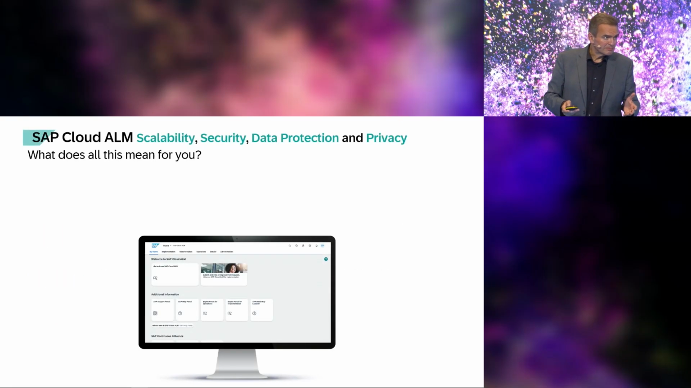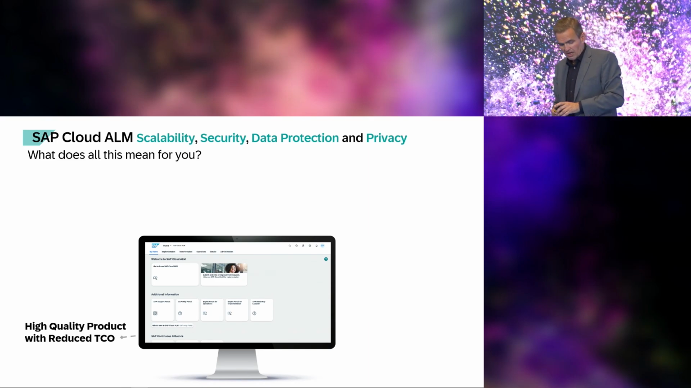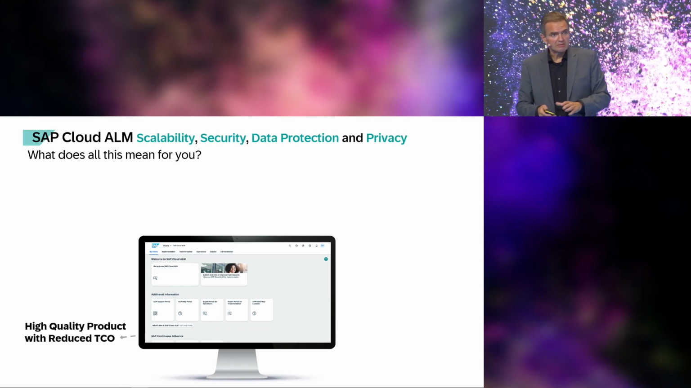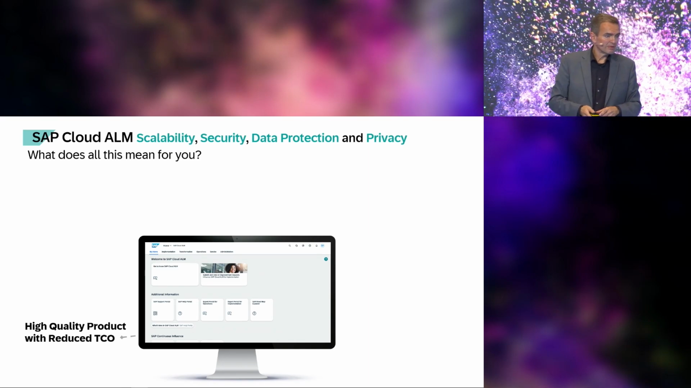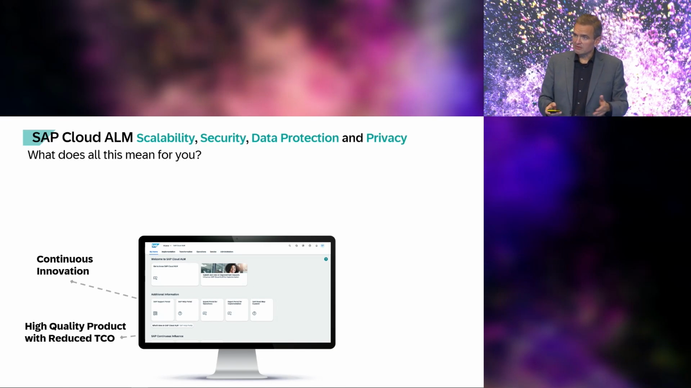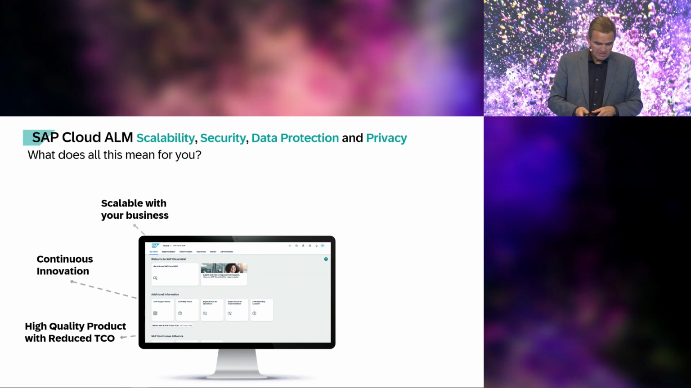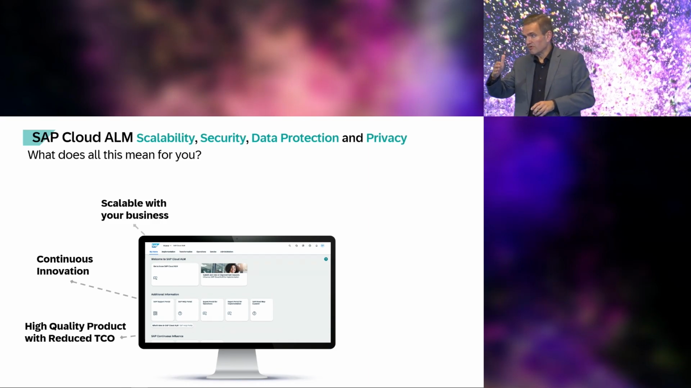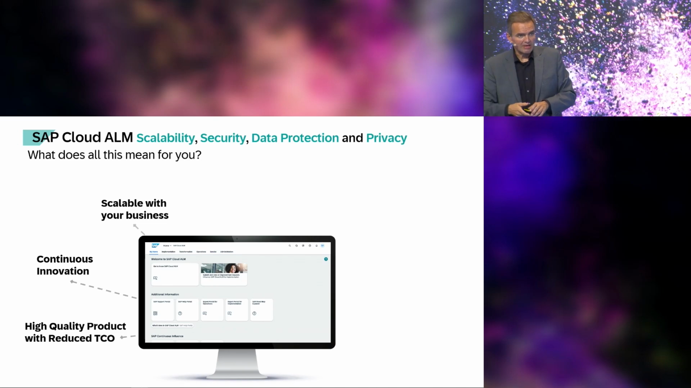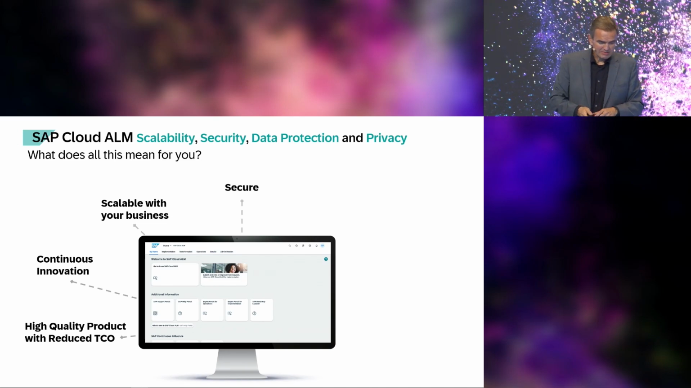We need to, because we want to reach 100,000 tenants. With that, it would be by far the most deployed application at SAP. What do you get? You get a high-quality product with the minimal TCO for you. You get continuous innovation at the highest speed, daily. Is it scalable with your business? If you need more tenants, or larger tenants, we do that as well. So we scale with your business.